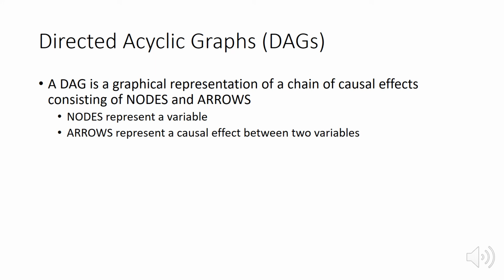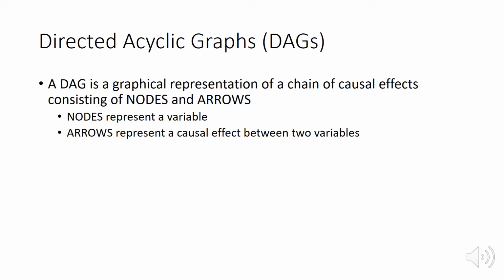A DAG is a graphical representation of a chain of causal effects. It consists of nodes and arrows. The nodes are the variables, so yesterday's weather might be a variable. The outcome variable might be how much time you spent playing golf. And the arrows are the causal direction. So if you see an arrow between two variables, that represents a causal effect.